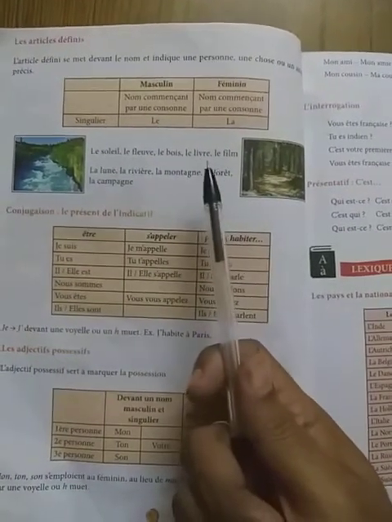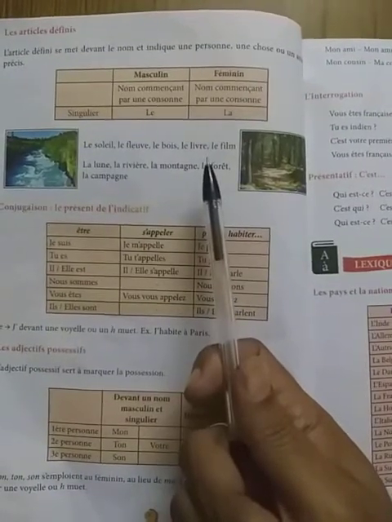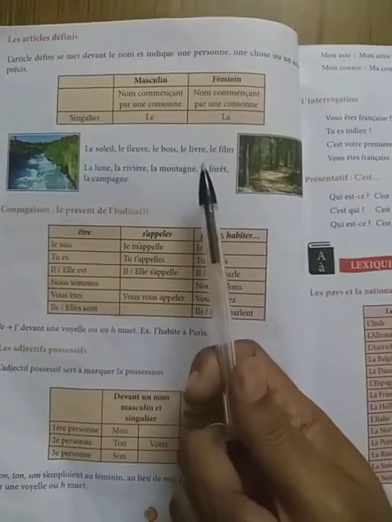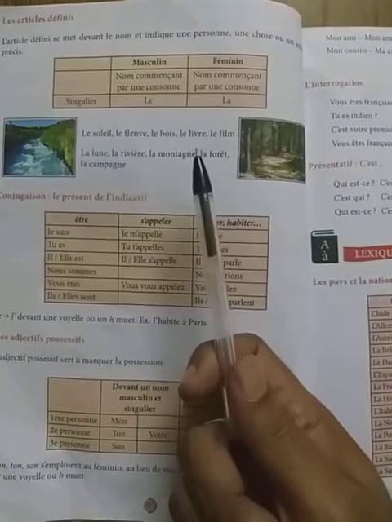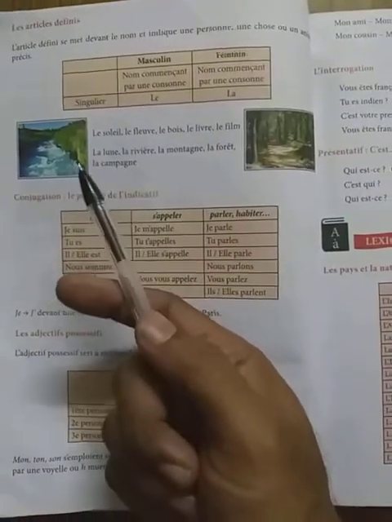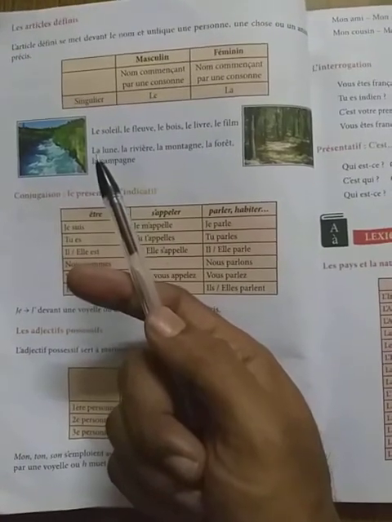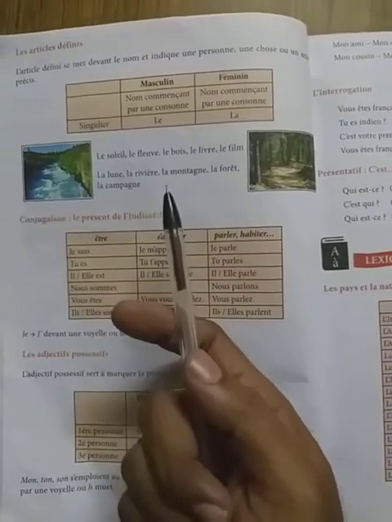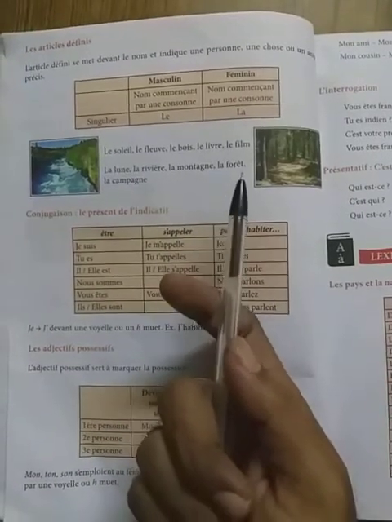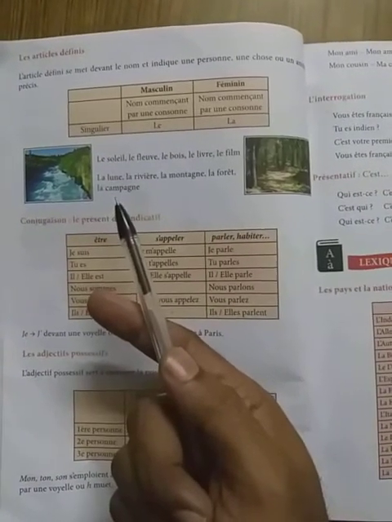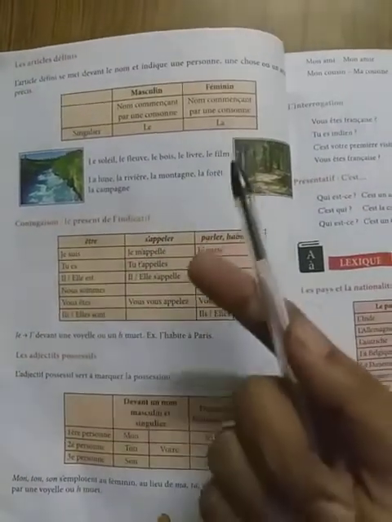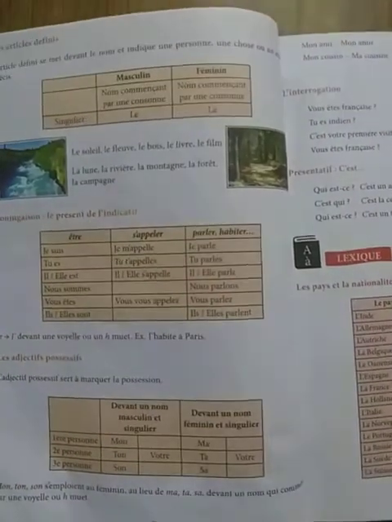For example, see here, livre: the ending is e but it's masculine. Like that, a few more examples will be there in the lessons, that you have to identify by learning. That is the only way. Examples are given here for feminine: la lune, the moon; la rivière, the river; la montagne, the mountain; la forêt, the forest; la campagne, the countryside. The examples are given. For the other two articles, examples are not given here, but we have seen them in the grammar before the lessons.